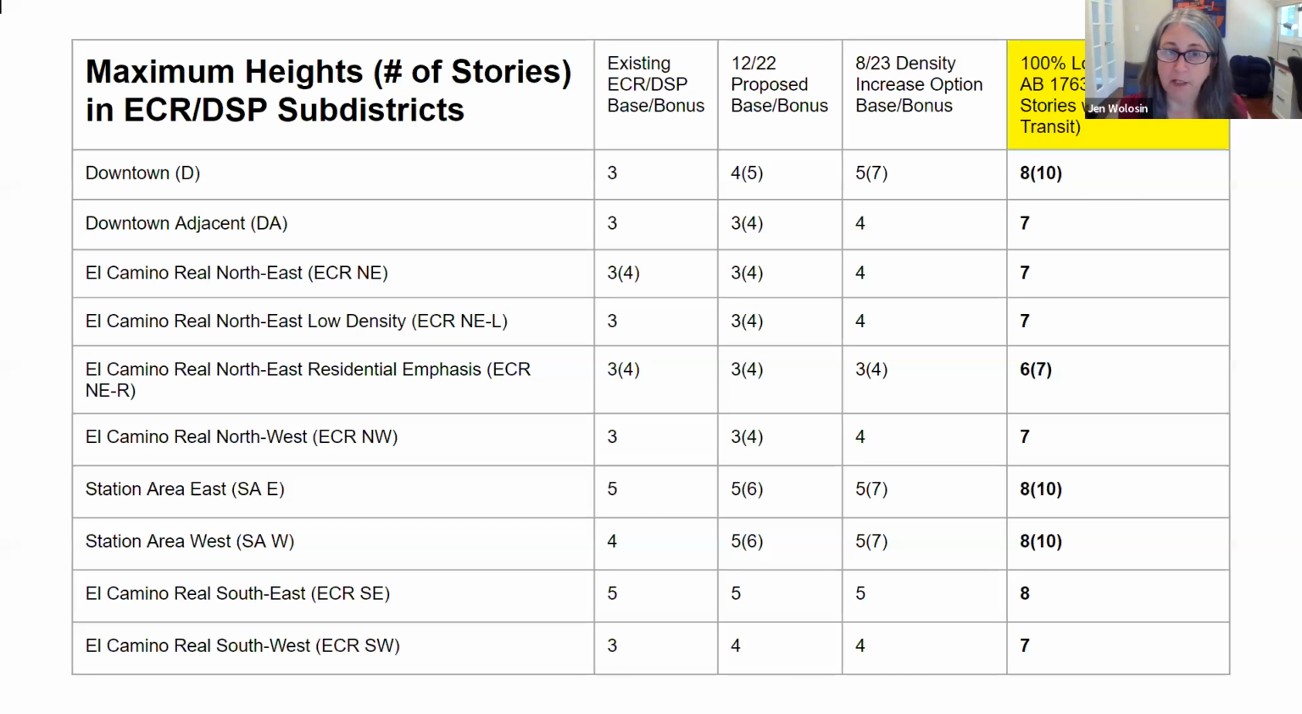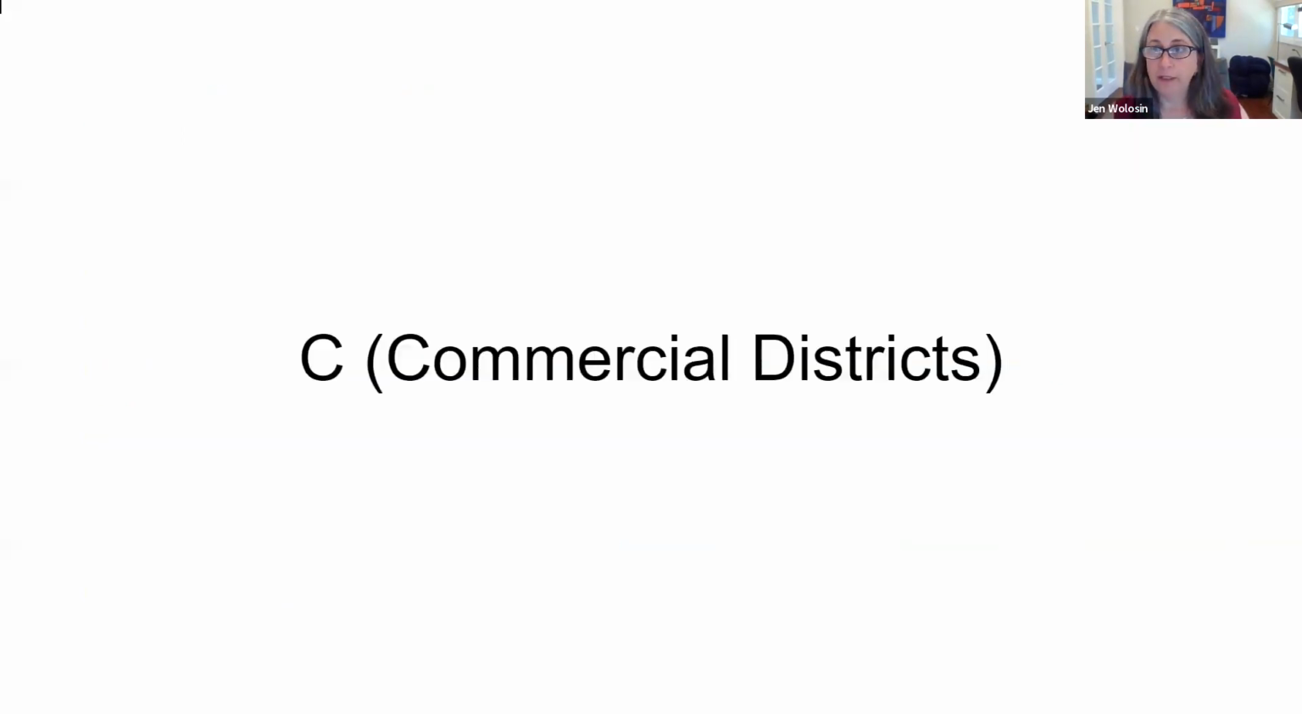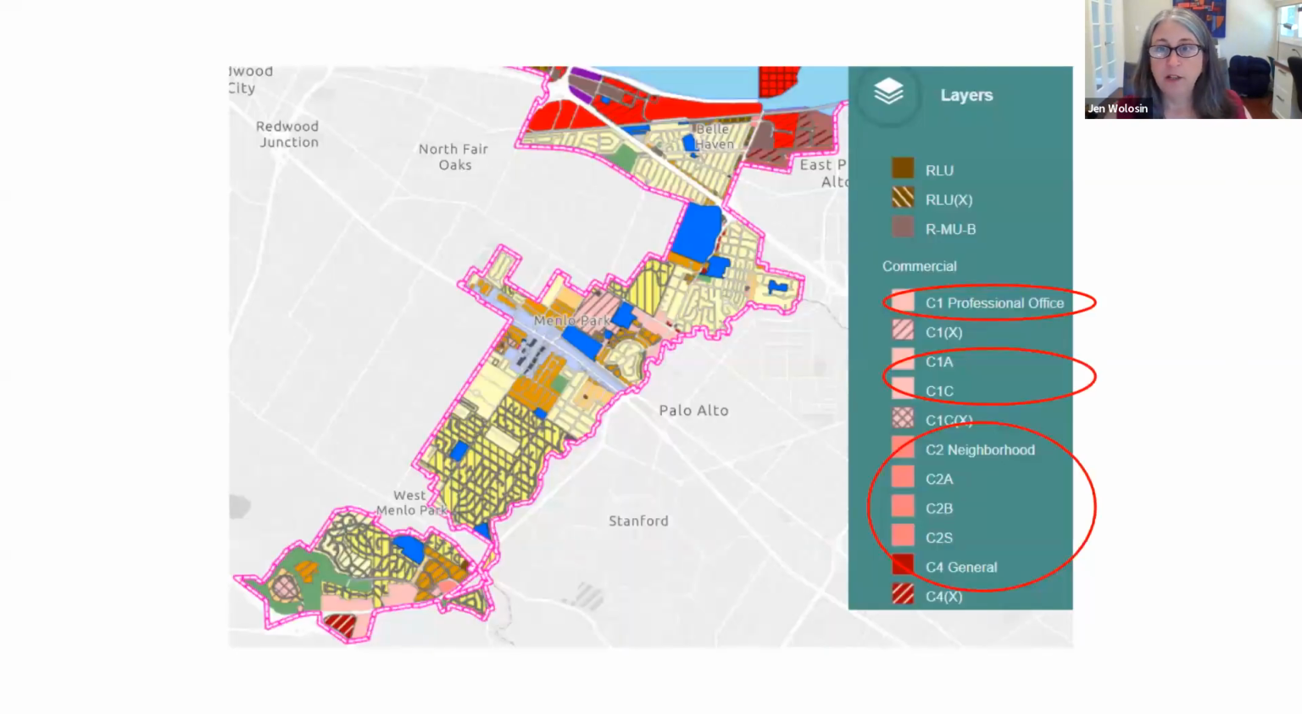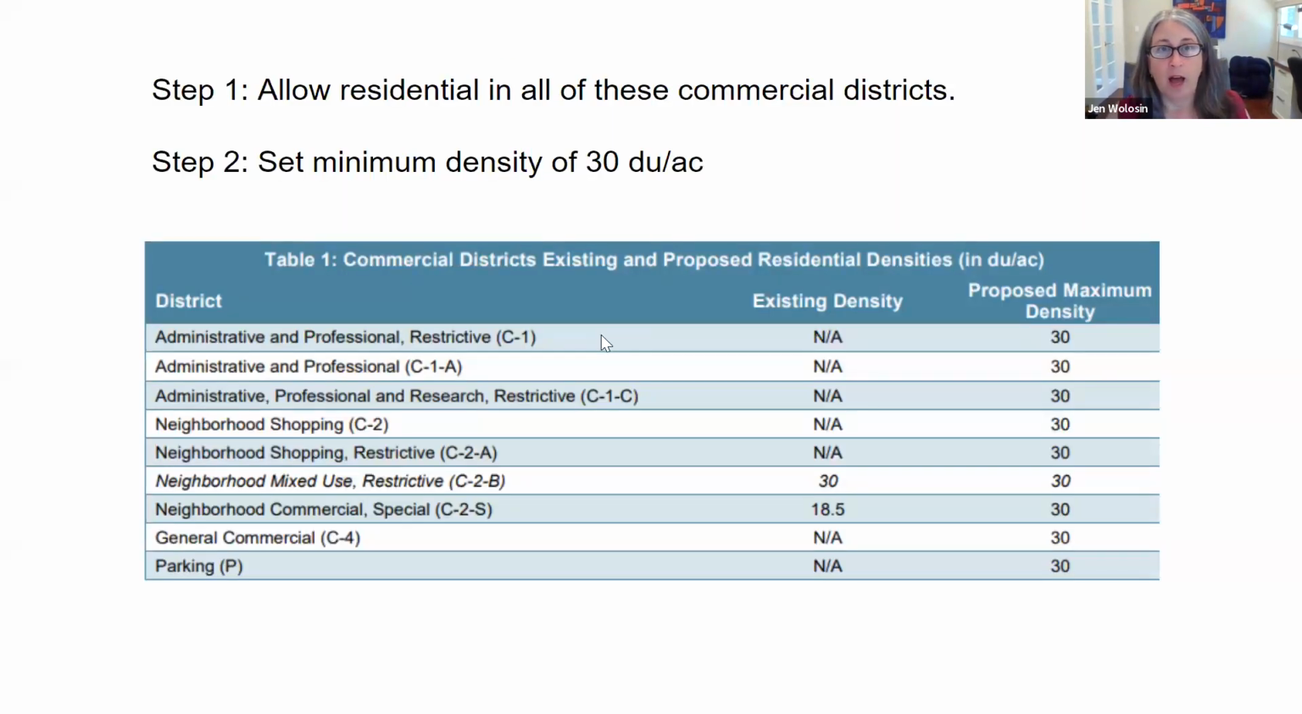That's yet to be seen, but I just want to point that out to you. Okay, we're going to leave the downtown specific plan area, and we're going to look at commercial districts. So if we're going back to our zoning map, the pink areas and this one red area represent the districts that are zoned some of the commercial that we're looking at.